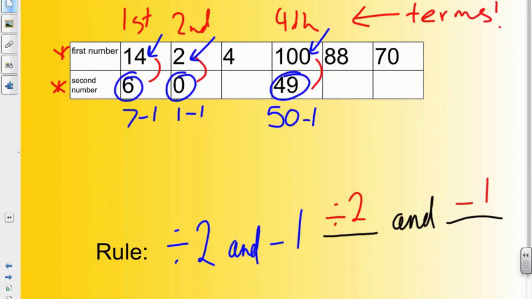So you should be able to sort out the rest there. You should have gotten 4 divided by 2 minus 1 is 1. Okay. 88 divided by 2 is 44. Take away 1 equals 43. 70 divided by 2 is 35. Take away 1 equals 34. That was a toughie. You won't find one tougher than that.